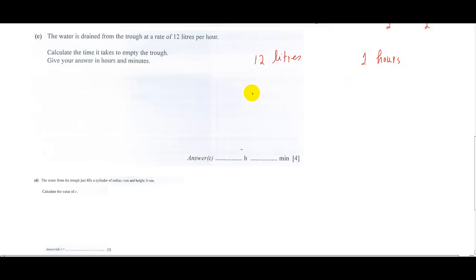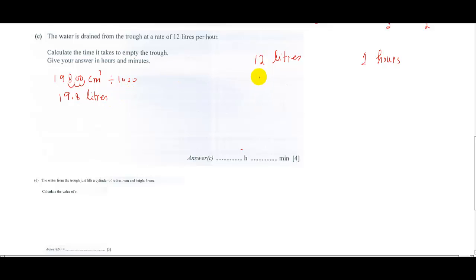So how many liters do we have of water in the trough? We have just calculated, the water is 19,800 centimeter cube. So let's convert this into liters. We will divide it by 1000, so it will be converted into liters. So it is 19.8 liters.